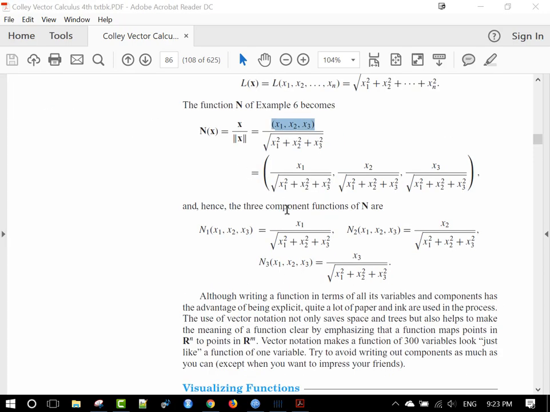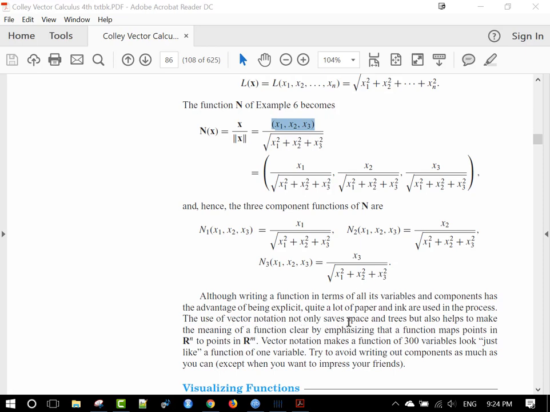Okay, so we sort of explained that, but then she says, although writing a function in terms of all its variables and components has the advantage of being explicit, quite a lot of paper and ink are used in the process. So now she's saying that vectors kind of simplify everything. So if you saw this, it's sort of crazy and confusing, maybe more than this. Maybe, right? But anyway, both are true. This is one way. This is another way to write it.